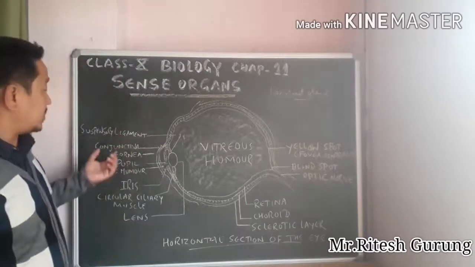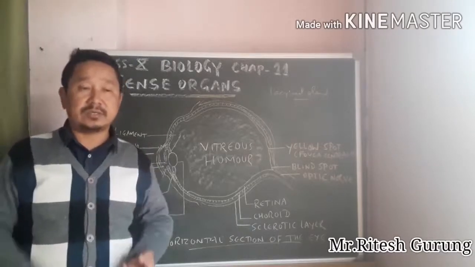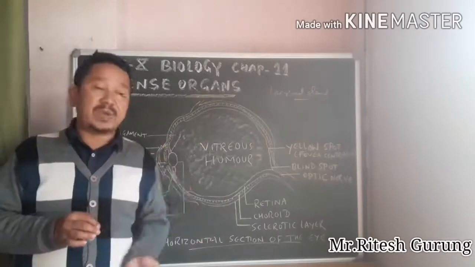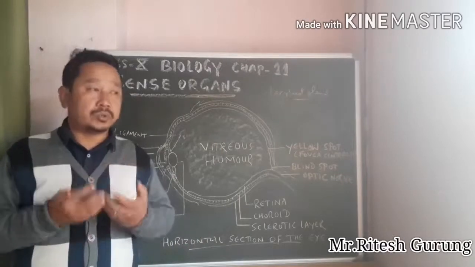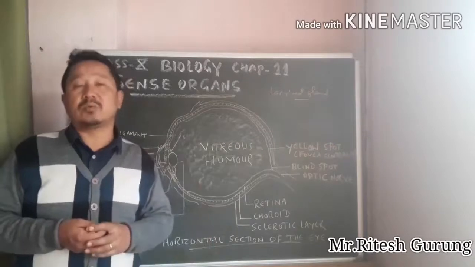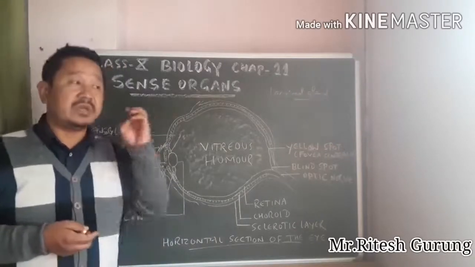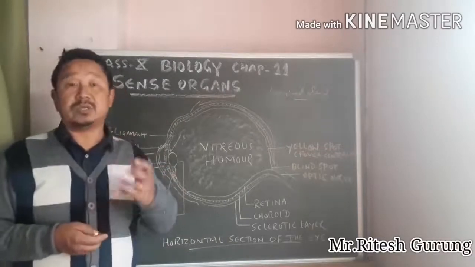Sometimes this conjunctiva turns reddish in color because of a viral infection. That infection is called conjunctivitis. We are very much acquainted with this term. So conjunctivitis is an infection of the conjunctiva due to a virus.